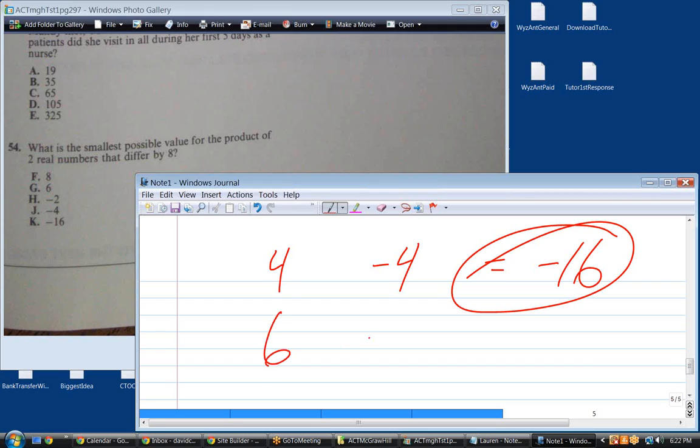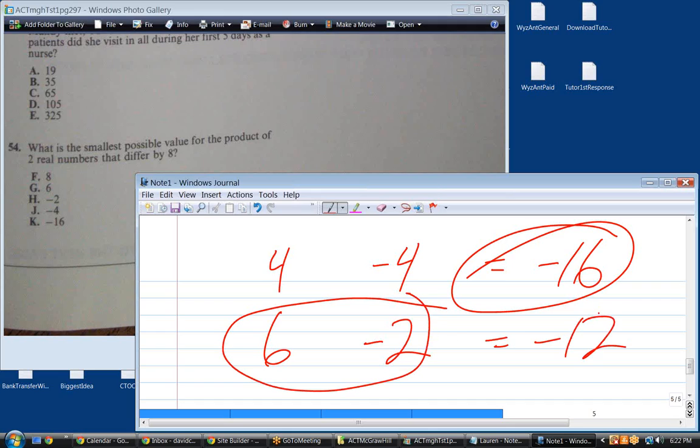If I try 6 and minus 2, which also differ by 8, that's only minus 12. Not as small as minus 16. Notice that when you're dealing with negative numbers, the bigger the number, the smaller the number. Minus 16 is smaller than minus 12. That's an important consideration to make sure you know. Minus 100 is smaller than minus 10.